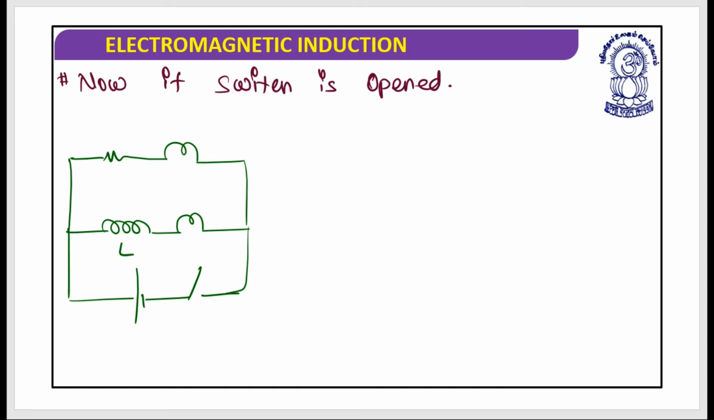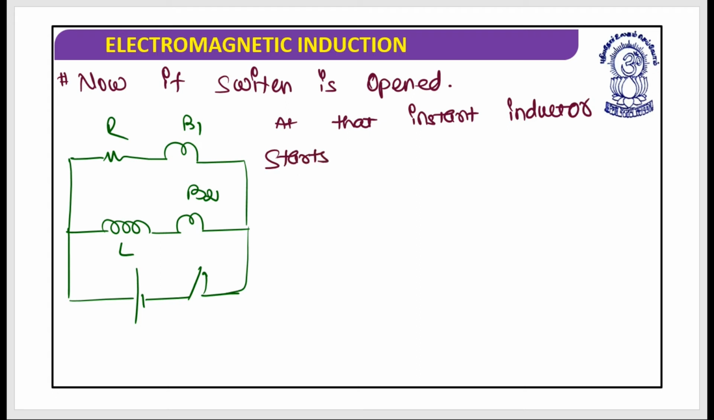So this is the inductor which was at steady state, and when it was at steady state it behaves as a closed path, that we understand. This is B2, this is B1, this is R. So now if the switch is opened, what happens? At that instant, the inductor starts behaving as a temporary source of energy, because it has a magnetic form of energy.